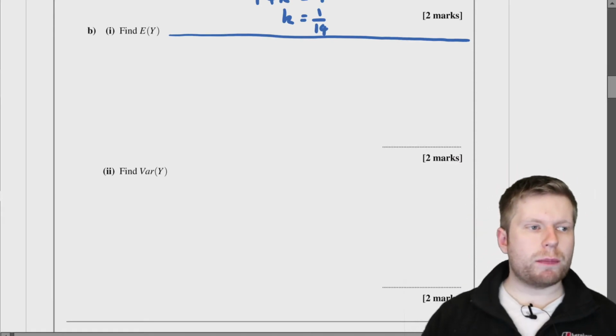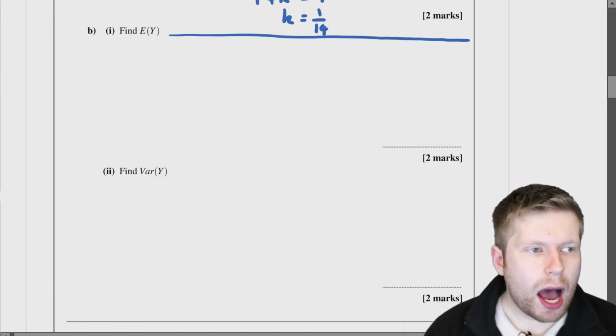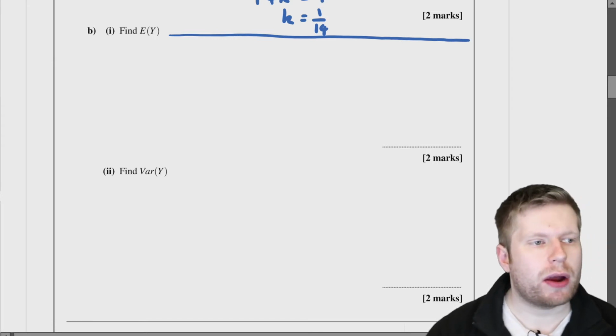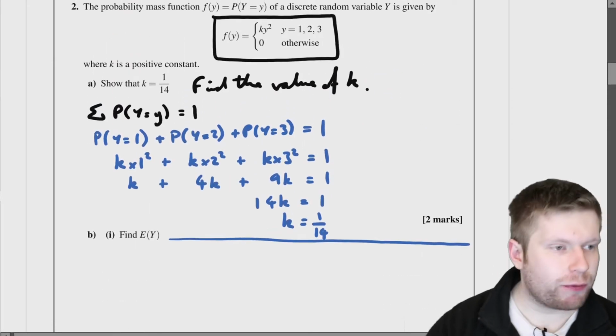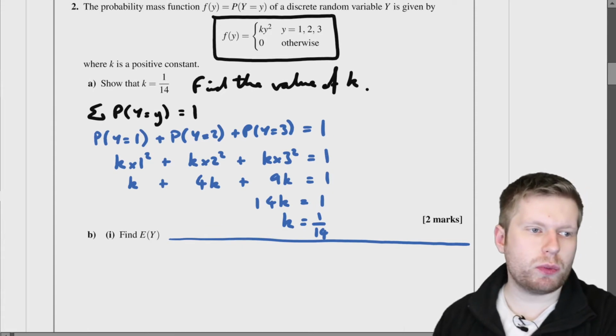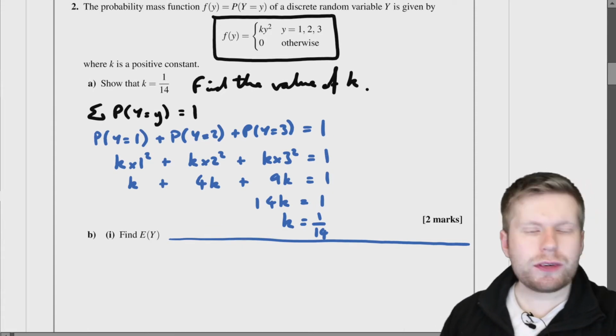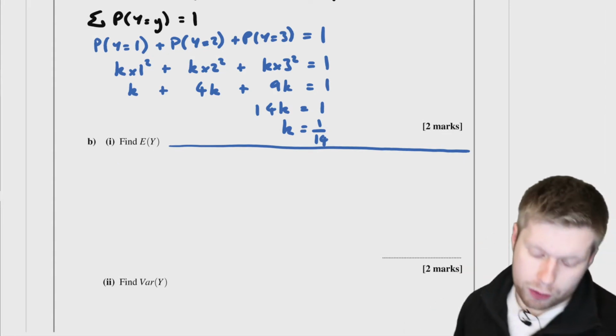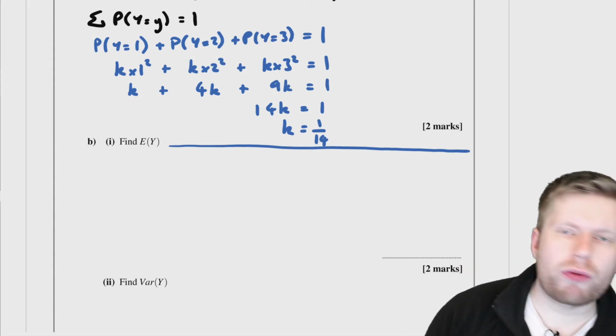Okay, so if we have a look at part B, part 1 then, it's basically asking us to find the expectation of this random variable. So for the expectation of this random variable, again, I'm going to use my probability mass function, which is up there boxed in the top, and I need to find the expectation of a discrete random variable. Well, just remind me, what's the formula for the expectation of a random variable?